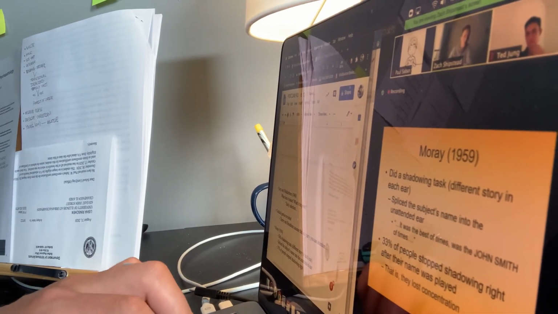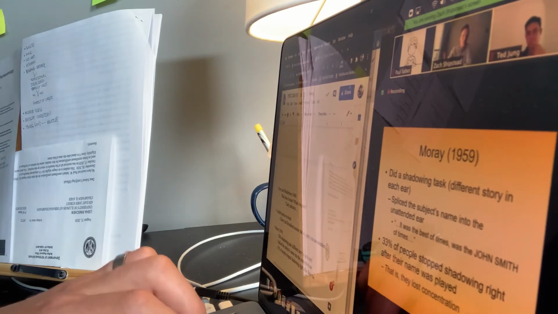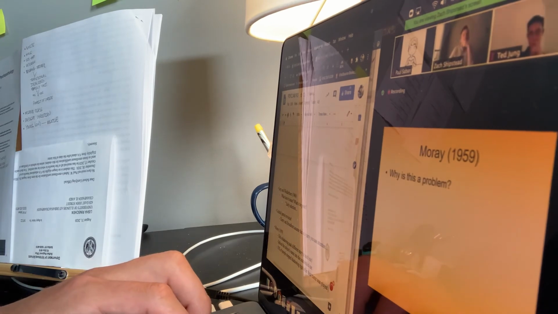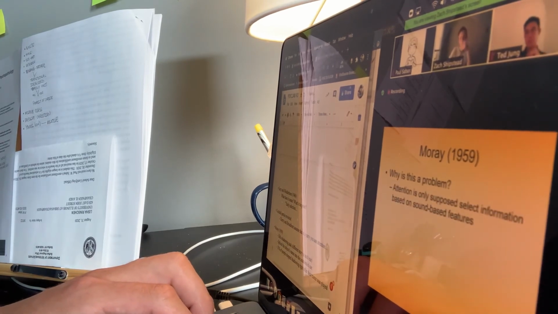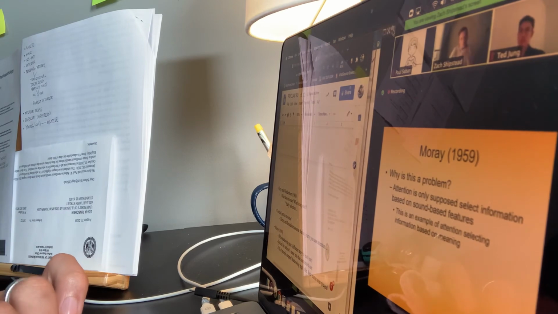If something with a different quality breaks through because it's your name, right? So, all right. So I don't know if that was on the slide, but why is it a problem? Don't worry about writing that down.